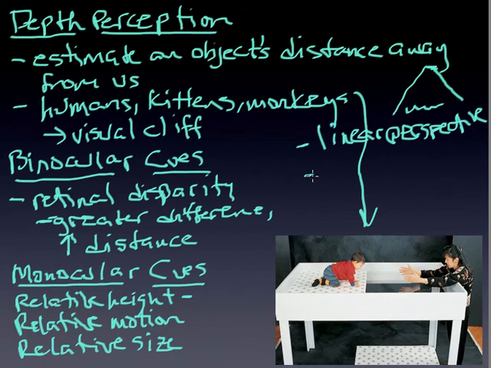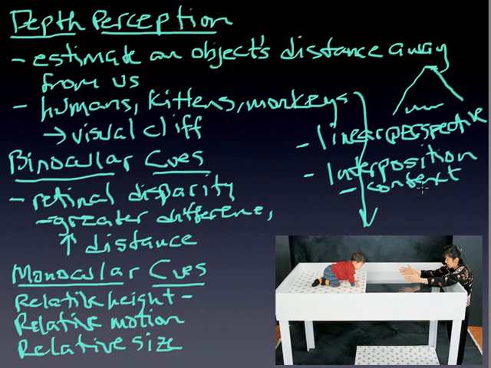And then another one is interposition. In interposition, we make certain assumptions, and again, this is a good example of top-down processing. We make an assumption that if one object blocks our view of another, we perceive that object as closer. So we take the world in, and this is one of those places where context really strongly influences how we perceive the world around us.